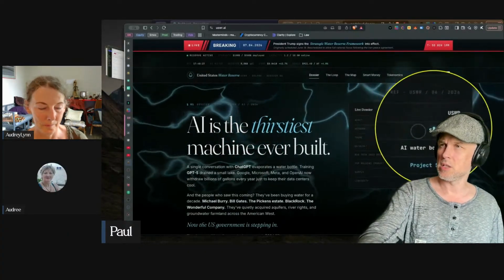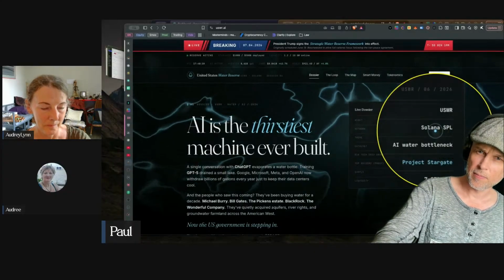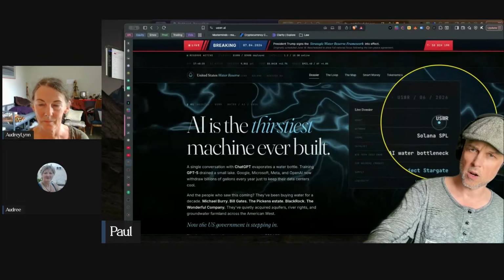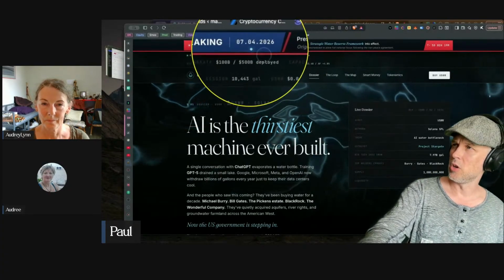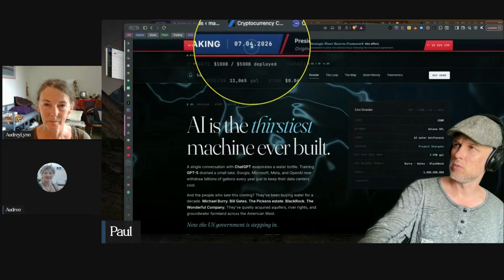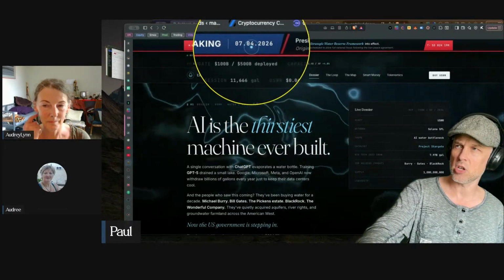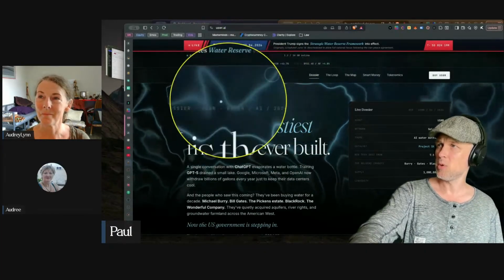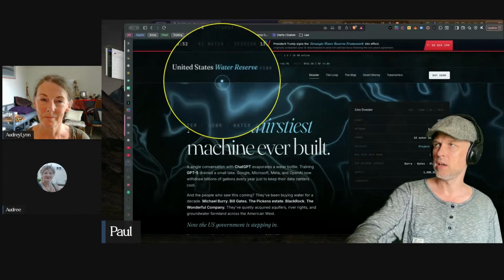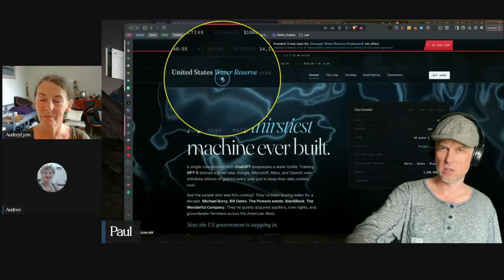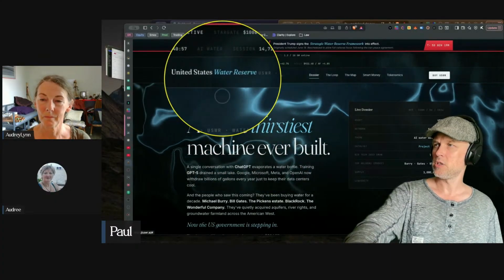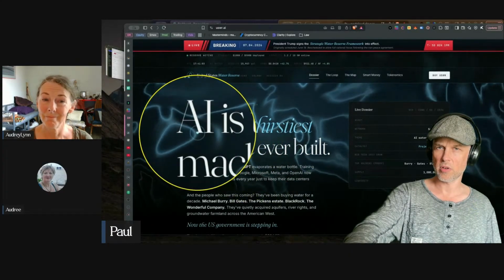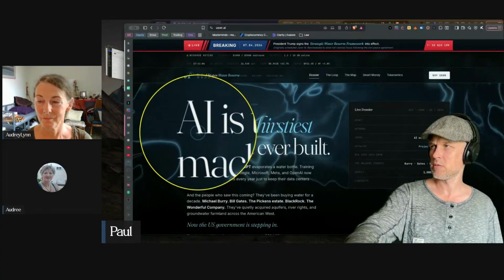And it's on the Solana network. The coin is actually the USWR. It's being launched on an exchange near you, at a next-gen bank near you, July 4th. The idea is that this water coin is going to be used to feed AI. The data centers, remember? They've got to have all that water for the data centers.